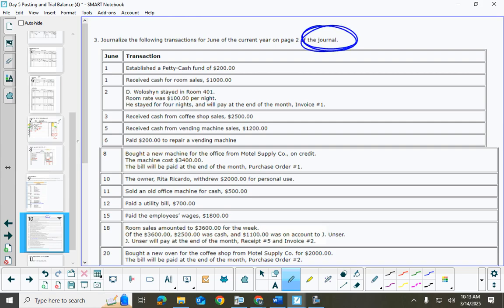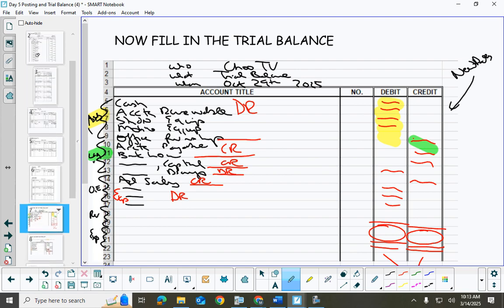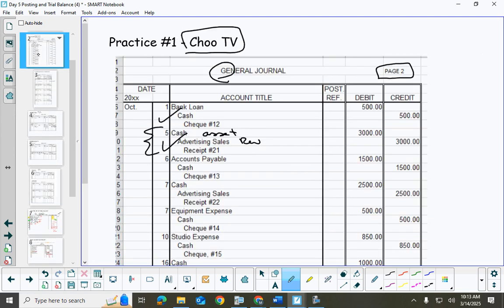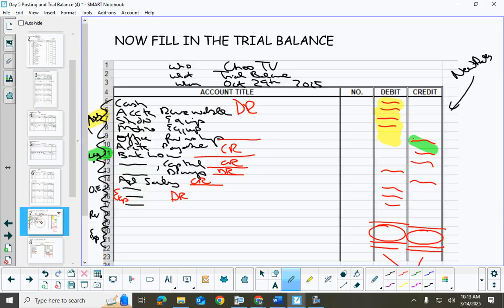Just like we have been. So you're going to decide, what are you debiting? What are you crediting? So you're going to do a big, huge general journal for all of those. Then, once you have done the general journal, your general journal will look like this. You're going to take your general journal and put them into your general ledger. Once you have done that, with your new balances, you're going to create a trial balance.